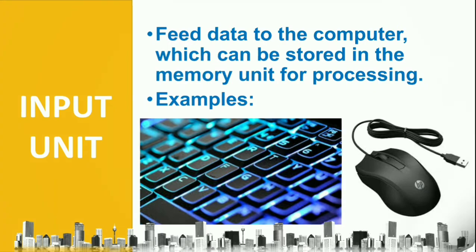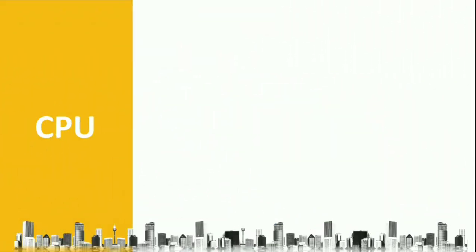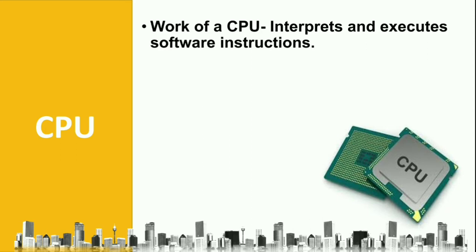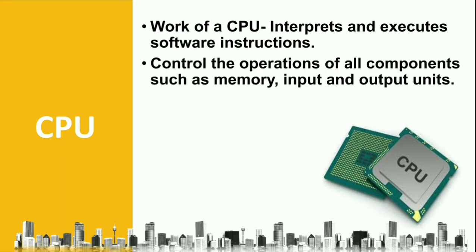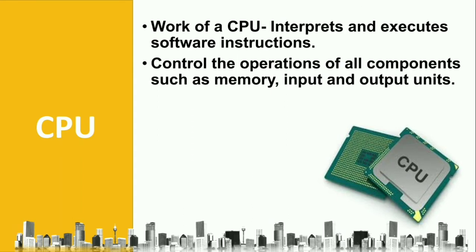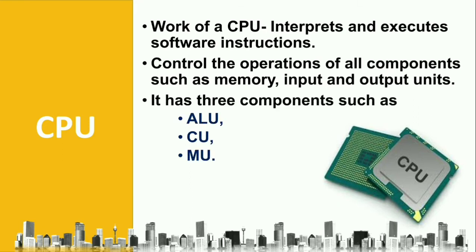And the next main component of a computer is the CPU. CPU means central processing unit. The work of the CPU is to interpret and execute software instructions. So this central processing unit controls all the operations of all components. That is, it takes care of the memory unit, input units, and output units. And in this central processing unit, we have three more components. They are the arithmetic and logical unit, ALU, the control unit, CU, and finally the memory unit, that is MU.